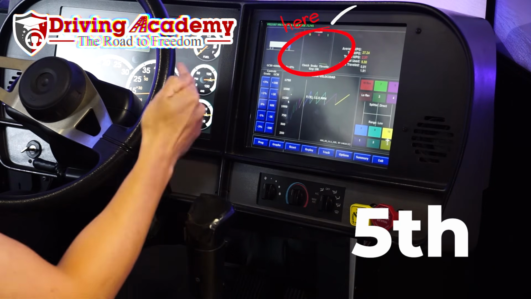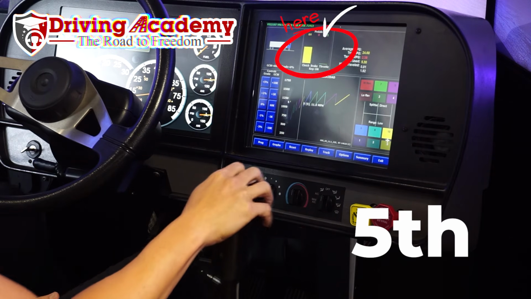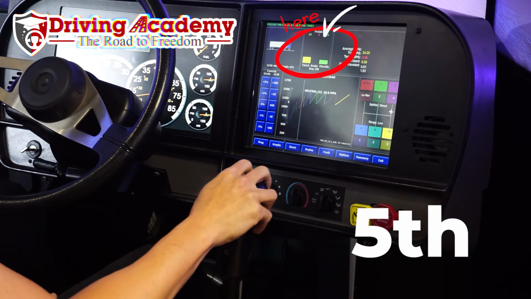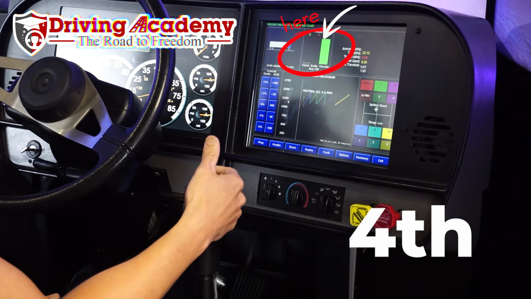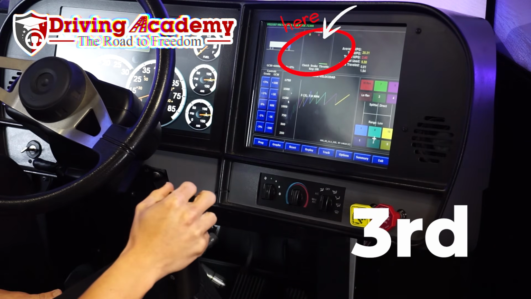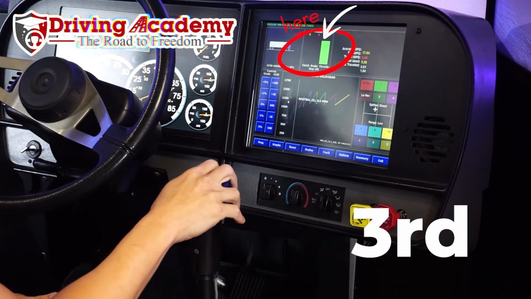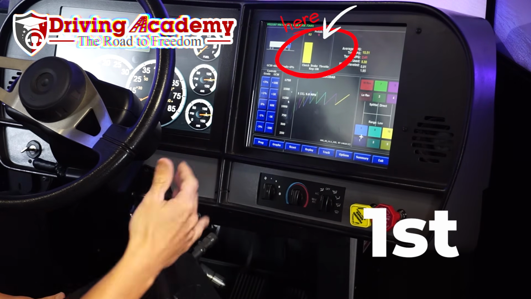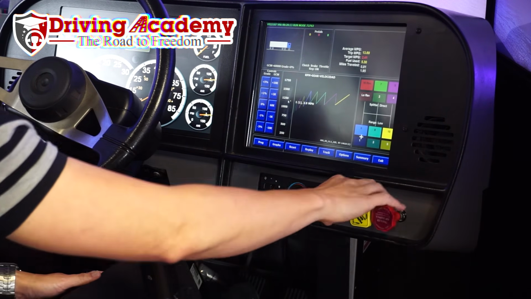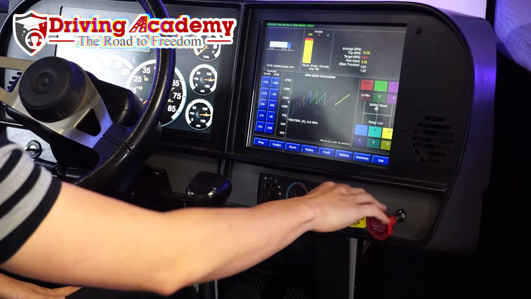Now you can start seeing it's slowing down much faster on its own because the gears are getting smaller. So clutch, gas, clutch. Don't be afraid to hit that gas. Clutch, gas, clutch. Now we're in 3rd gear, right? So now we're moving fast. And then clutch, gas, clutch. We're in 2nd. Clutch, gas, clutch. We're in 1st. And that, ladies and gentlemen, is exactly how you downshift properly.